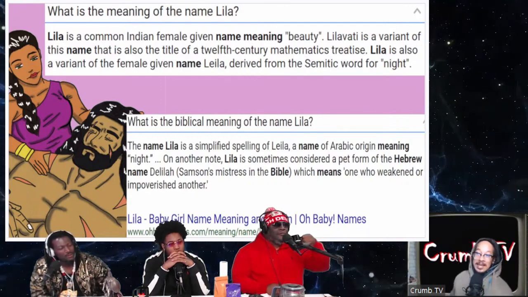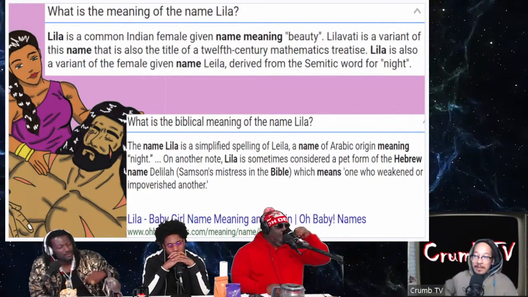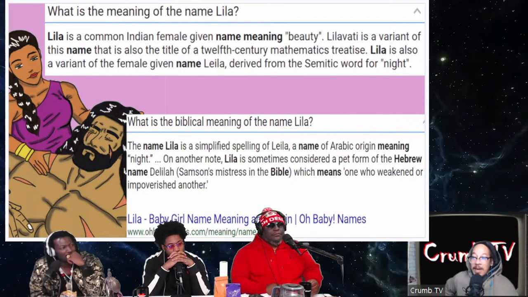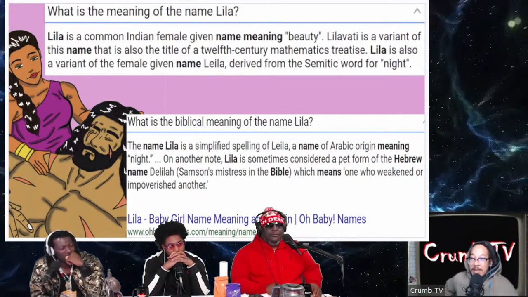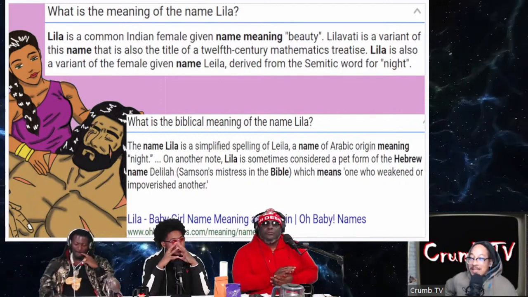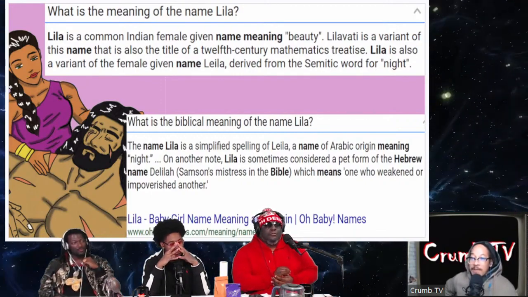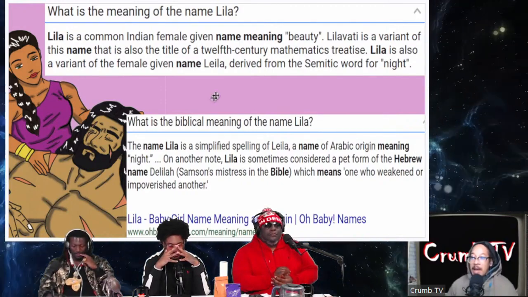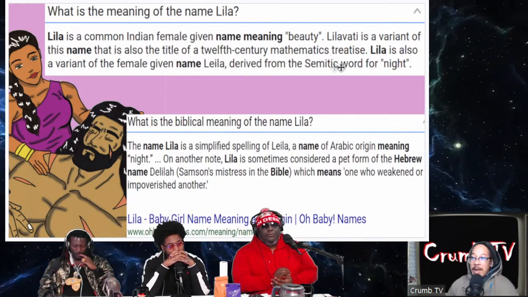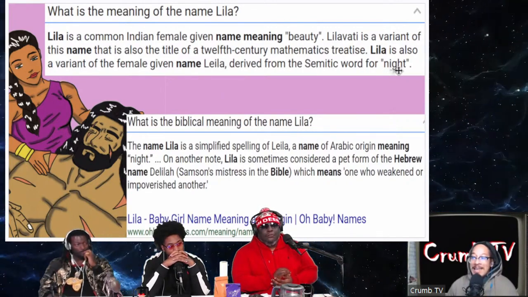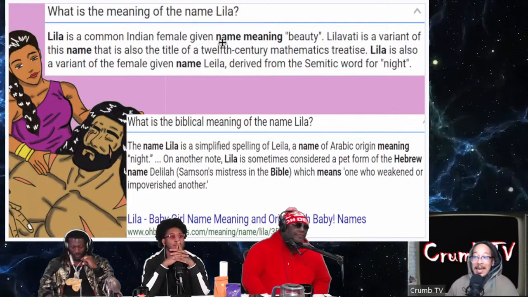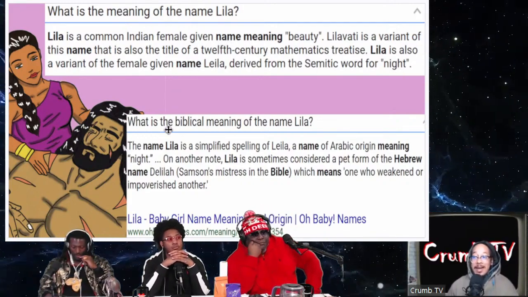Lila is a common Indian female given name meaning beauty. Leelavati is a variant of this name that is also the title of a 12th century mathematics treatise. Lila is also a variant of the female given name Layla, derived from the Semitic word for night. There we go with night. This is Lila, right? Delilah. I'm about to connect the dots.